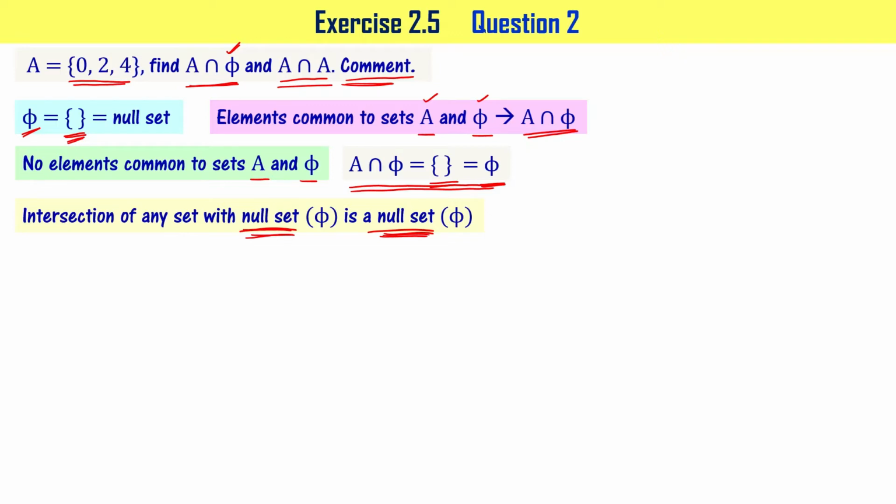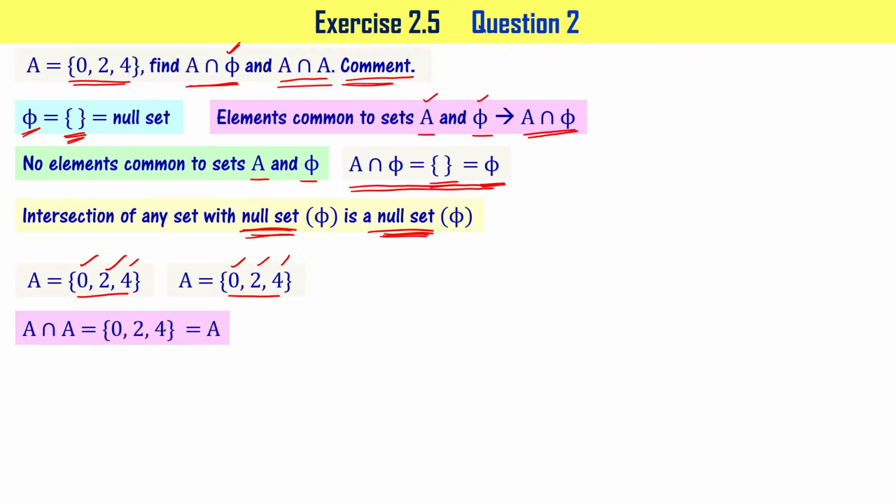We have to find A intersection A, right? Let me write A, that is the set containing elements 0 to 4, and let me write it again, so that now you can say what are the elements which are common to these two sets. That is what is your A intersection A. 0 is common, 2 is common, and 4 is common. That's why I can write A intersection A as the set containing elements 0, 2, and 4, that is exactly equal to A.